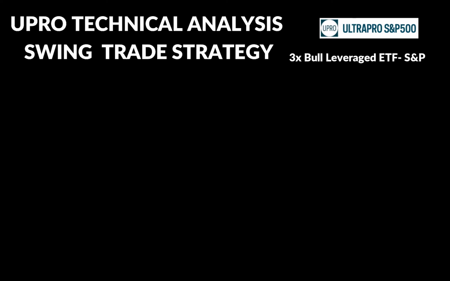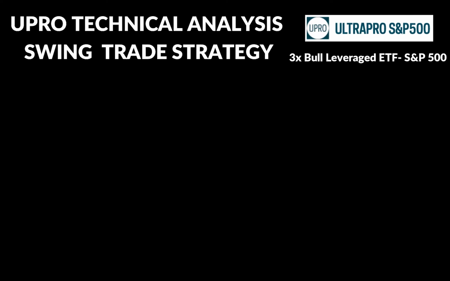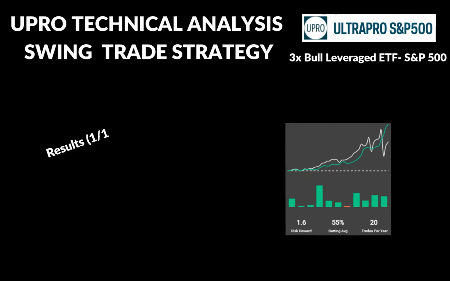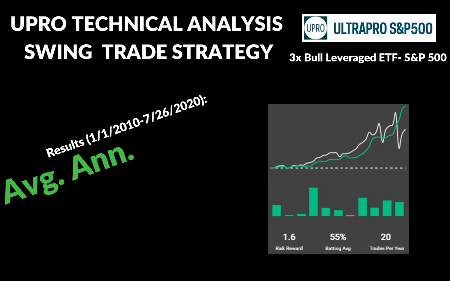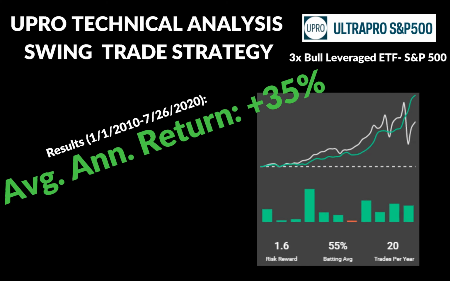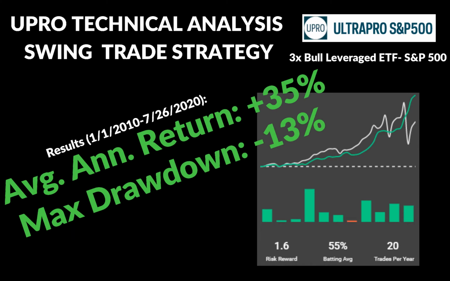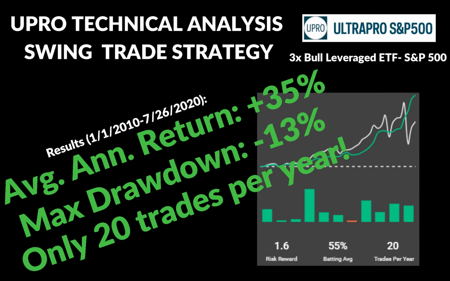In this video, I'm going to show you a swing trading strategy using UPRO, which is a 3x leveraged ETF based on the S&P 500. This strategy was able to generate 35% returns on average between 2010 and 2020, with a max drawdown of about 13%. It only had one negative year and made on average only 20 trades per year.